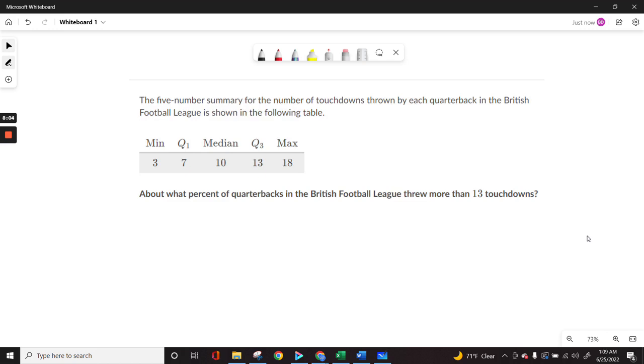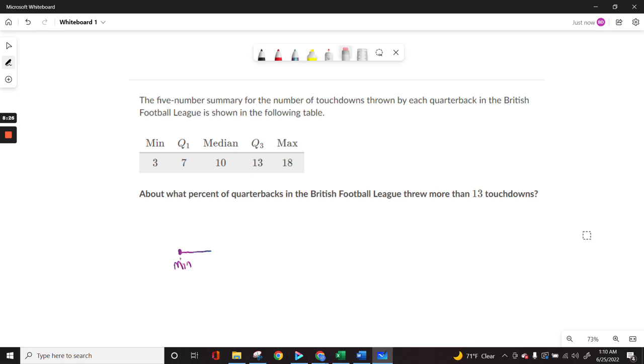This question is also a little different. Notice they don't give us a box and whisker plot, but they do give us the 5-number summary. So we could create our own box and whisker plot. So let's create it. So right here, the minimum would be at 3.